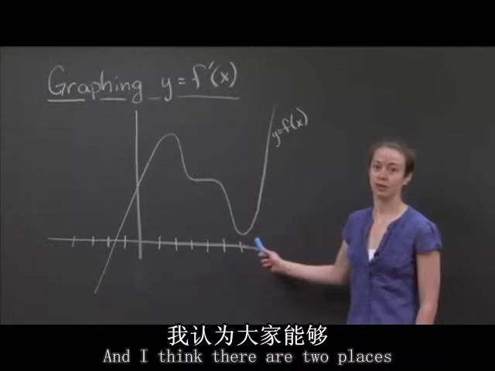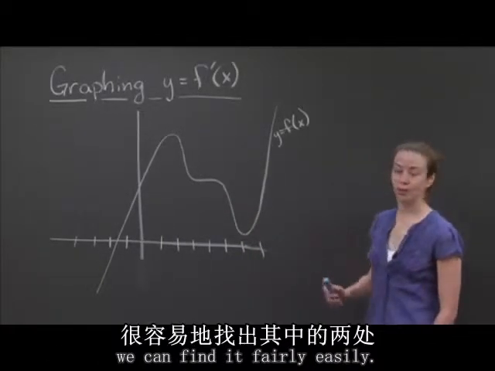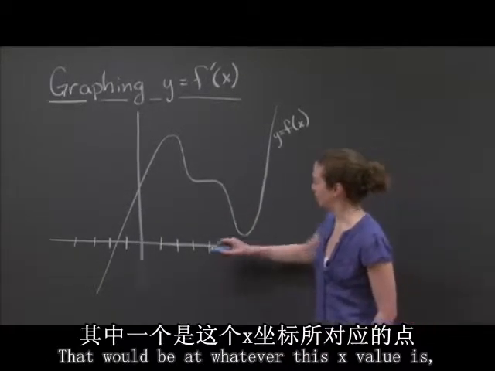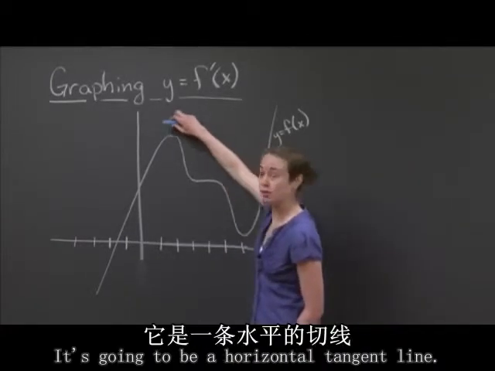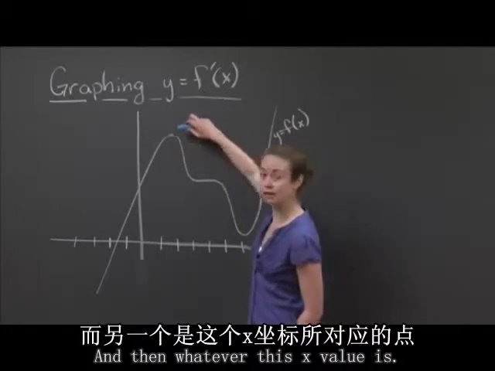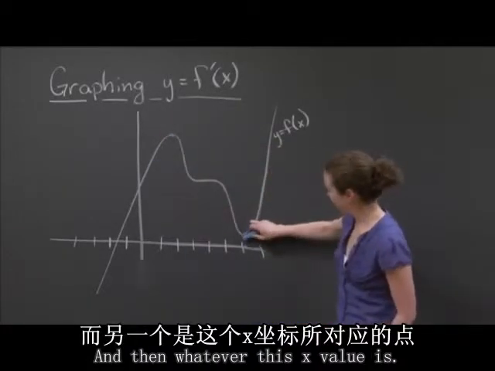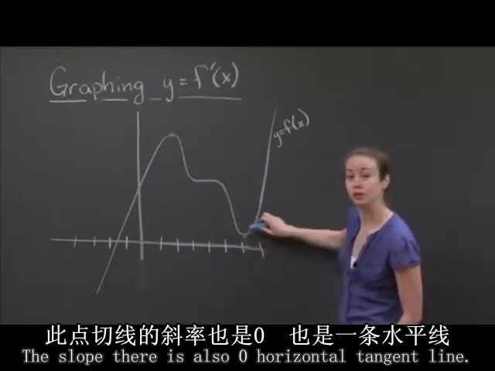So what we'd like to do is first identify on this curve where the tangent line has slope equal to 0. And I think there are two places we can find fairly easily. That would be at whatever this x value is. That slope there is 0. It's going to be a horizontal tangent line. And then whatever this x value is, the slope there is also 0, horizontal tangent line.